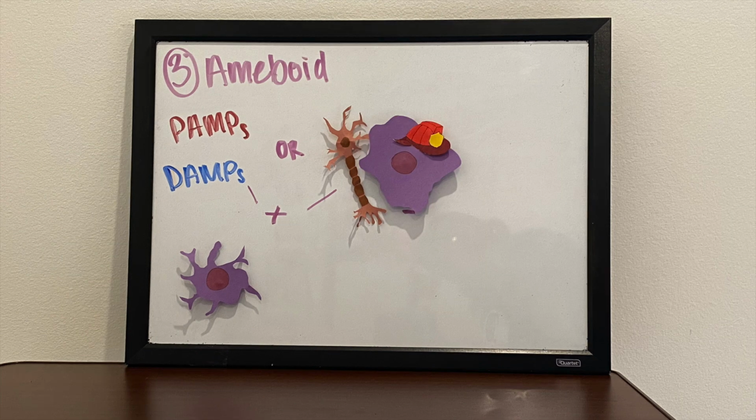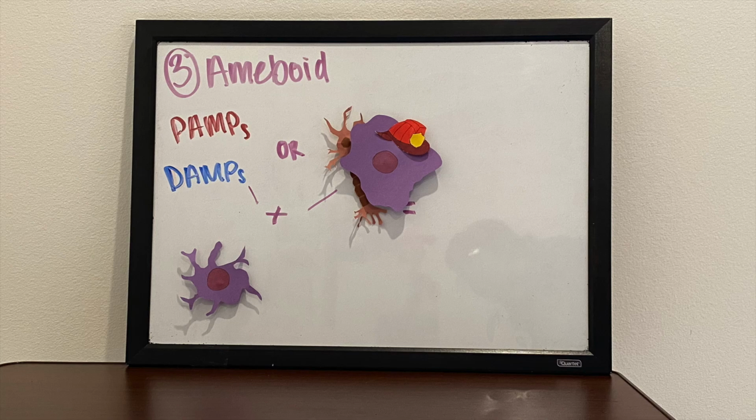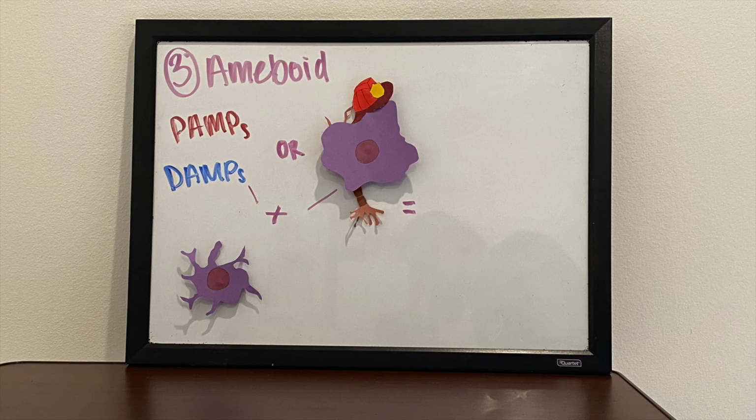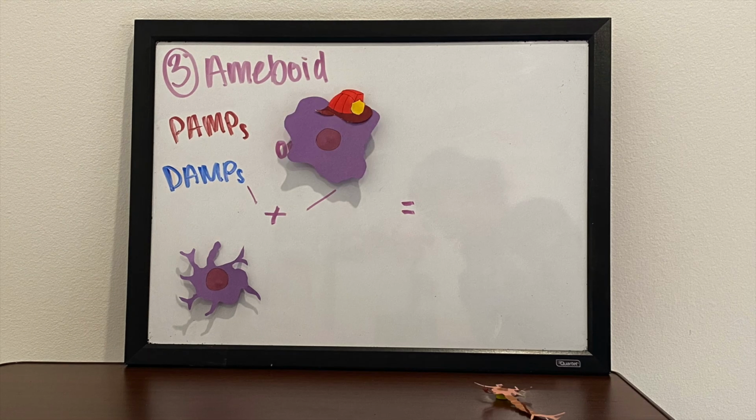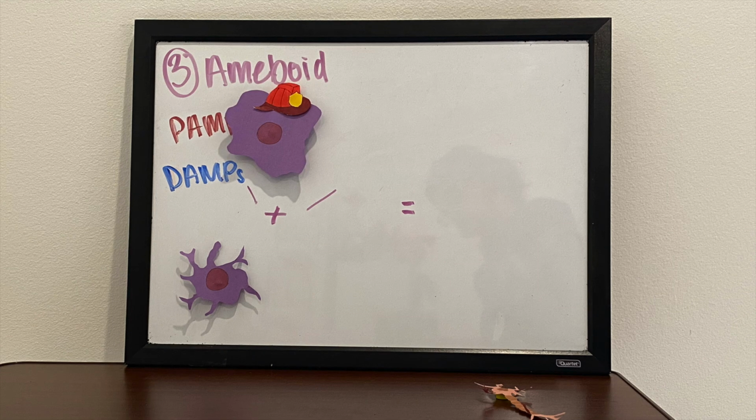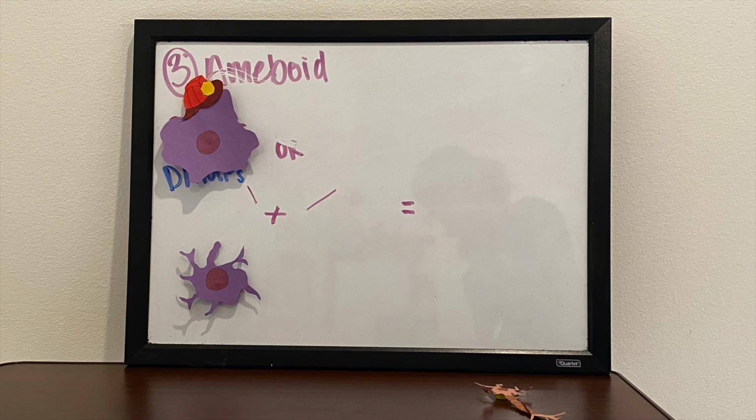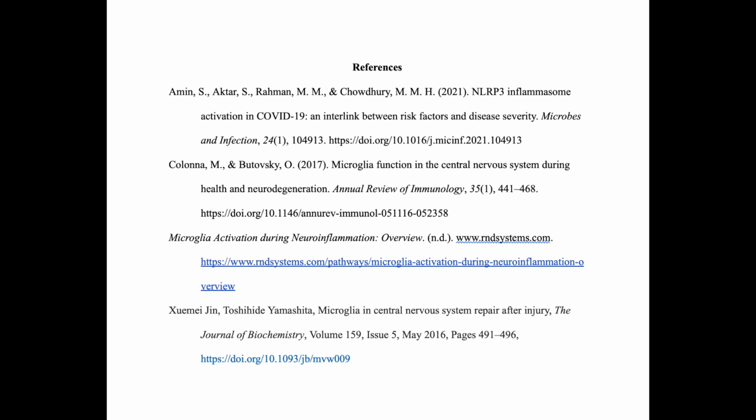This is kind of like a firefighter cell because when it starts to engage in phagocytosis, it's going to put out the fires or remove the pathogens and the bad guys from the brain. So here you can see that the cell is going to engulf the dead neuron and remove it. It's also going to do the same thing for the PAMPs and the DAMPs.